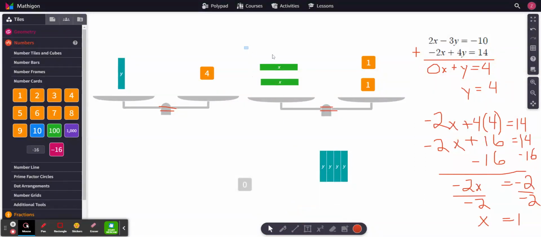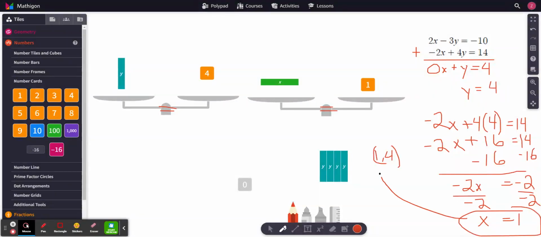X is 1. Let's see if that's actually true. X is 1. Look at that. All right, so we have our solution. Our solution is 1, 4. X equals 1. Y equals 4. And now I could go back in and test it.